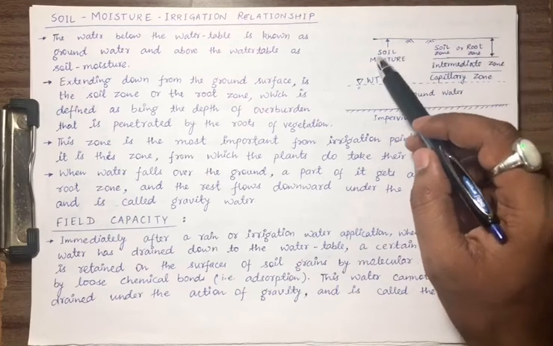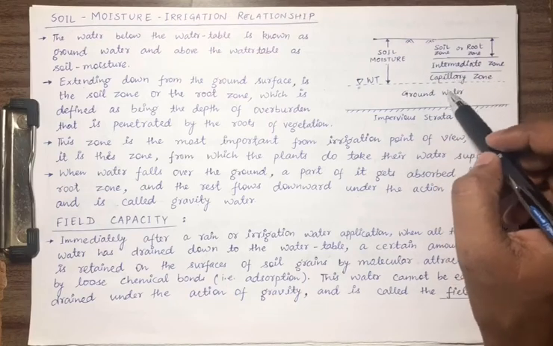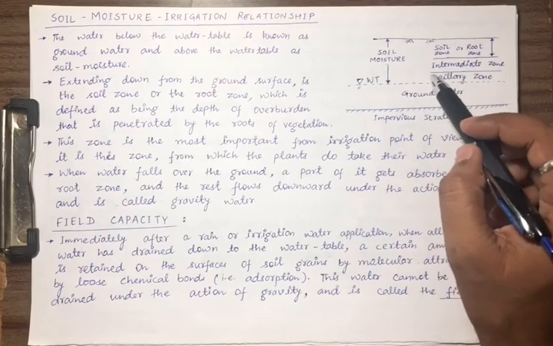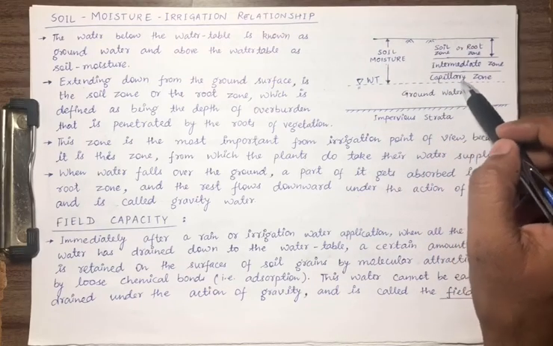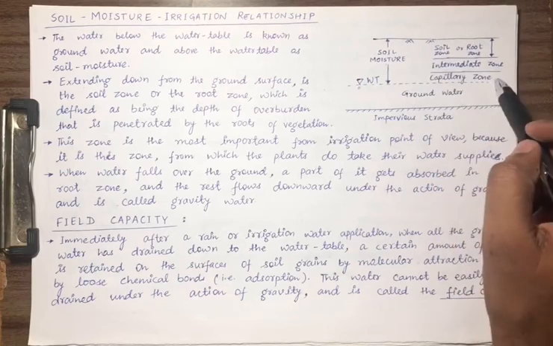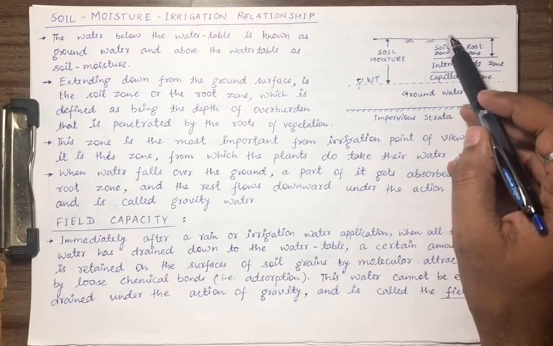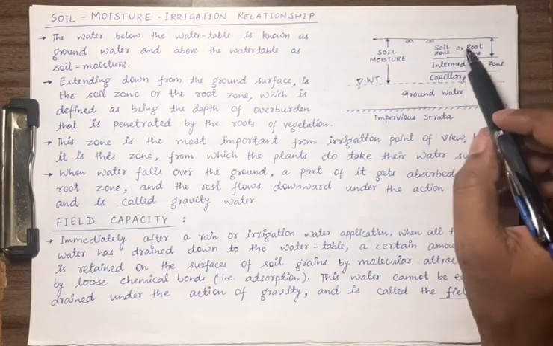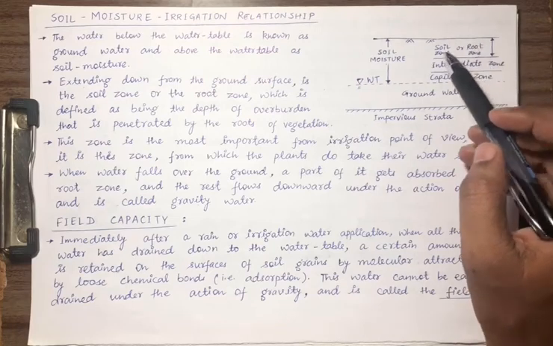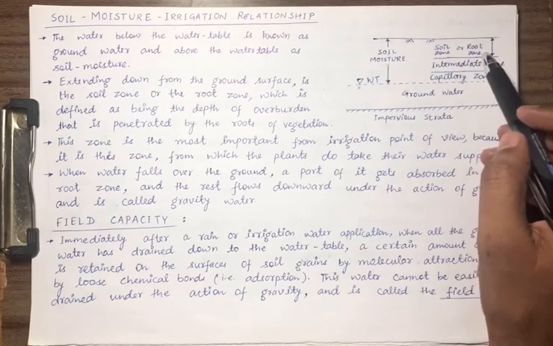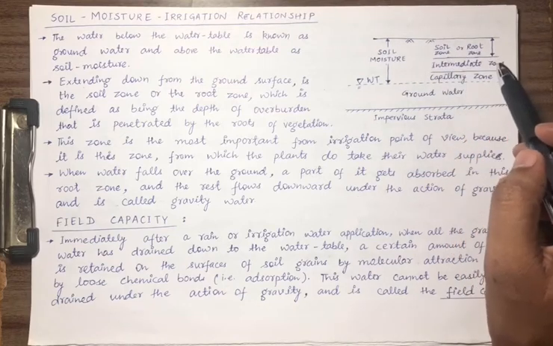Further, this soil moisture is also divided into different zones. Up to a certain limit, the water in the soil pores will be available with the help of capillary action. Till that point, this zone is termed as the capillary zone. And from the surface up to a certain distance, the roots will extend. That will be termed as the root zone or soil zone. Between these two zones there is an intermediate zone.